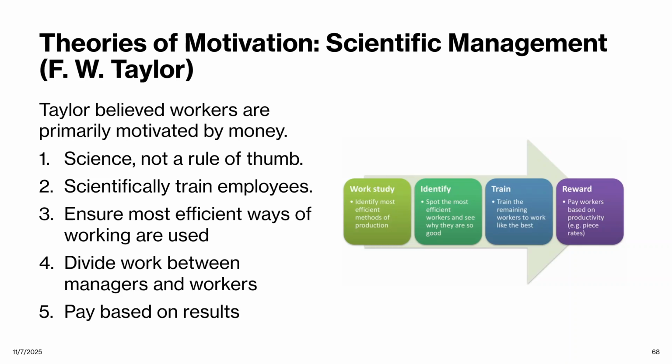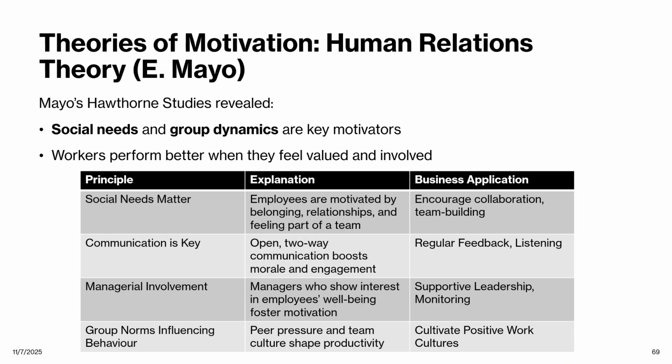As you can see here from the diagram, it's an arrow identifying that work study. So you have to identify the most efficient and effective methods of production. Then you have to identify, so you have to spot the most efficient workers and see why they are so good. Then we have to train, so you have to train the remaining workers to the level of the best workers. Then you have to reward, so you have to pay workers based on productivity, for example, piece rates.